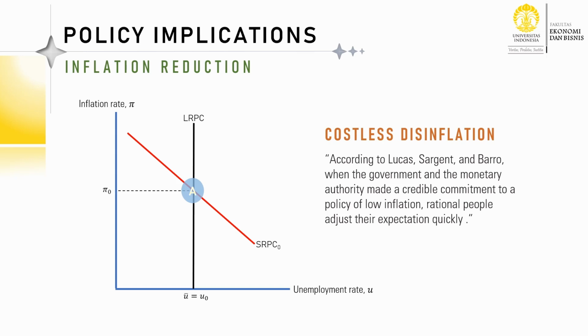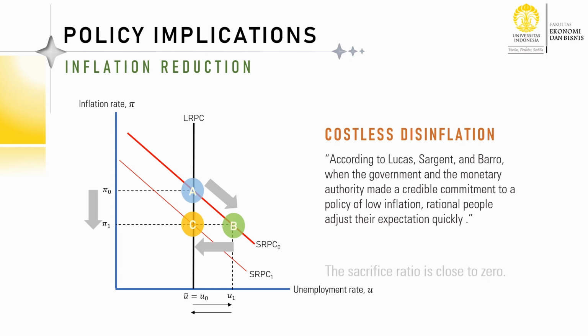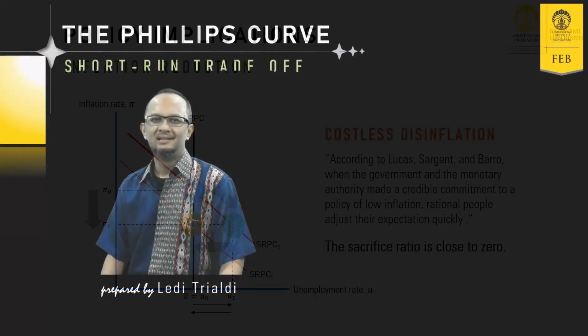When the government and the monetary authority make a credible commitment to a policy of low inflation, rational people adjust their expectation quickly. Therefore, after the policy moves from point A to B along SRPC 0, the SRPC also shifts to the left immediately and leaves the economy with almost no temporary trade-off between inflation reduction and unemployment, or the sacrifice ratio is close to 0.